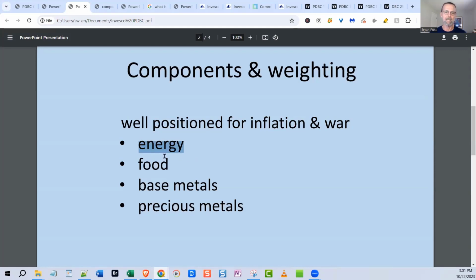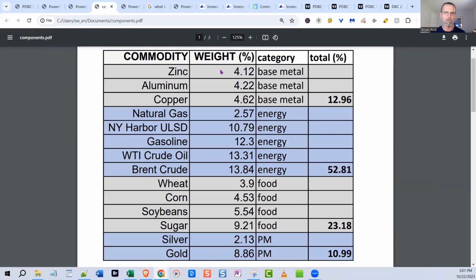More than half of the ETF is in energy, about a quarter of it is in food, and then the remaining quarter is split fairly evenly between base metals and precious metals. And so a nice mix of commodities for these two factors. Let's keep rolling. Okay, and so here we're looking at the components of the ETF, their weighting within the ETF, and then the category that they fall into.